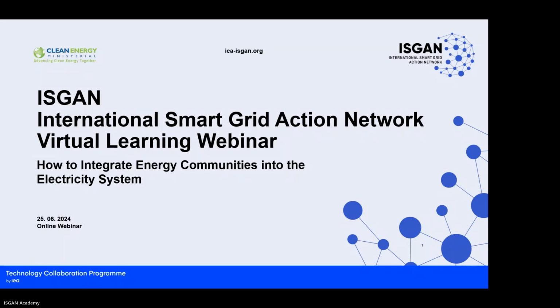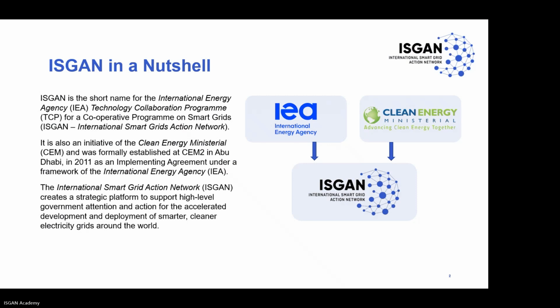which hosts this webinar. ISGAN is the short name for the International Smart Grid Action Network, a technology collaboration program of the International Energy Agency. ISGAN is also an initiative of the Clean Energy Ministerial, formally established in 2011. ISGAN creates a strategic platform to support high-level government attention and action for the accelerated development and deployment of smarter and cleaner electricity grids around the world.